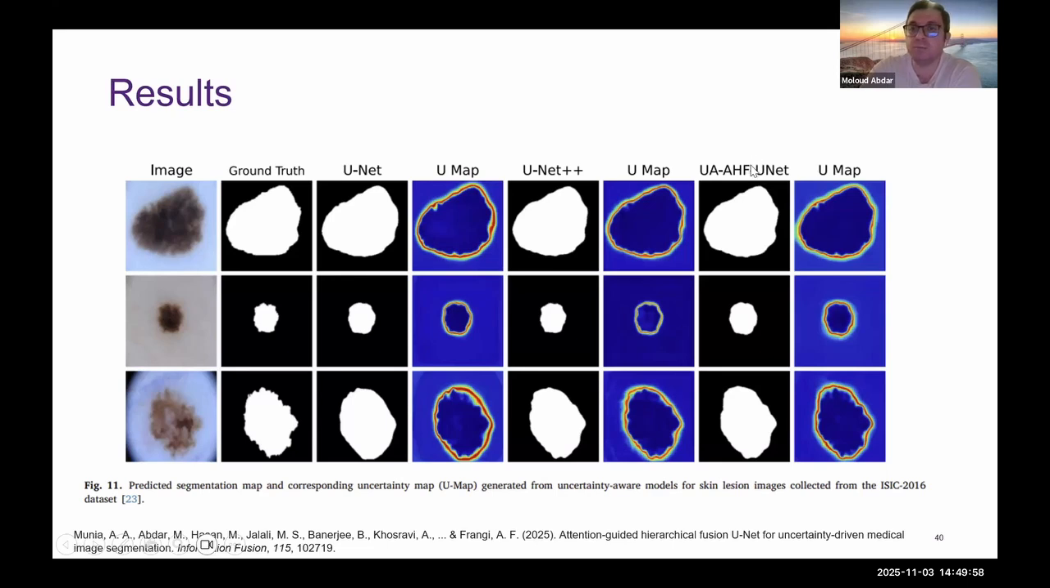So our method's performance was very close to U-Net++, but the point is our model also captures its uncertainty. So this is the point. Even if we get the same performance as other state-of-the-art methods, we believe that having higher confidence will be more important and more reliable.